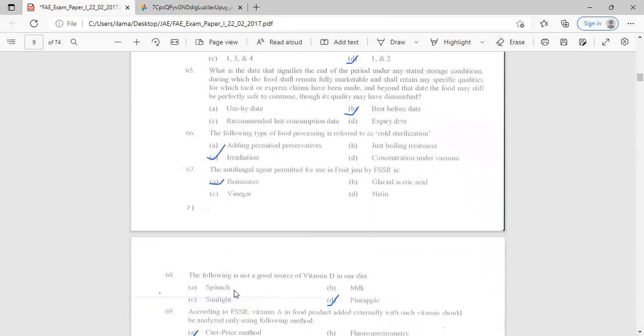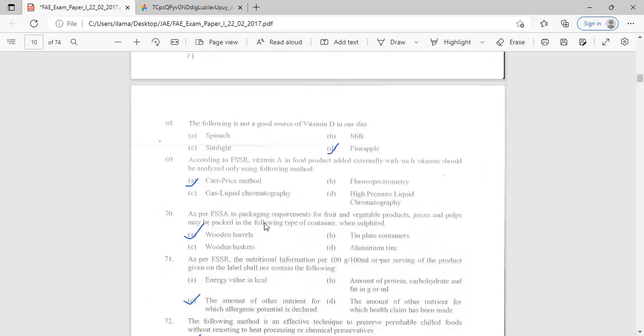And then the following is not a good source of vitamin D in our diet: pineapple. And then as per FSSR, vitamin A in food products added externally with such vitamins should be analyzed only using the following method. Vitamin A is usually measured using the Carr-Price method. And then as per FSSAI regulations and packaging requirements for fruits and vegetable products, juices and pulps may be packed in the following type of container when sulfited: wooden barrel.